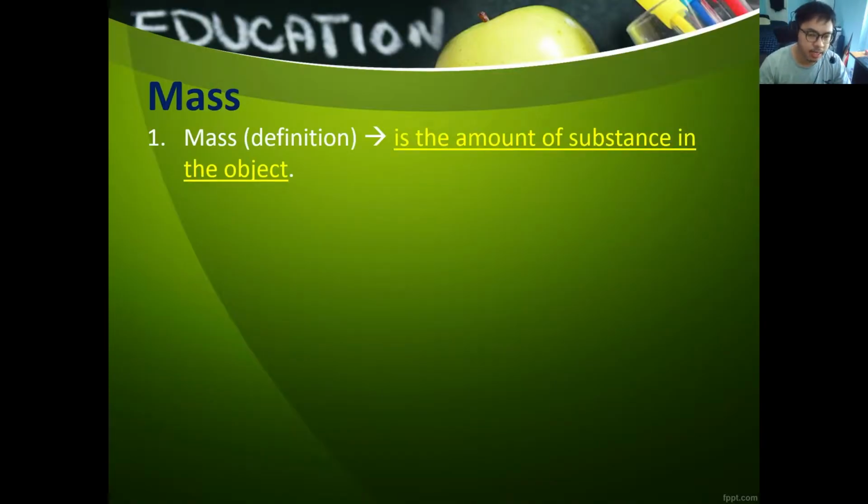So what is mass? Mass is the amount of substance in the object. If the object has a lot of substance, let's say you have a big rock, then it has a lot of mass. If the object is small and doesn't have a lot of substance in it, then it has a small mass. It's not very heavy.